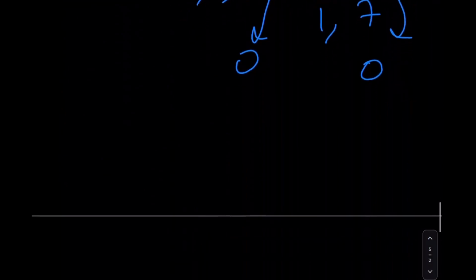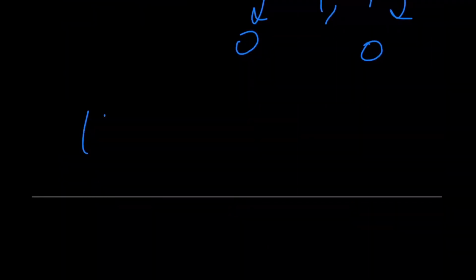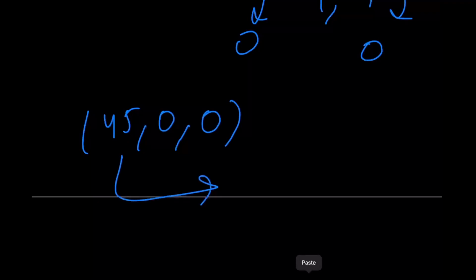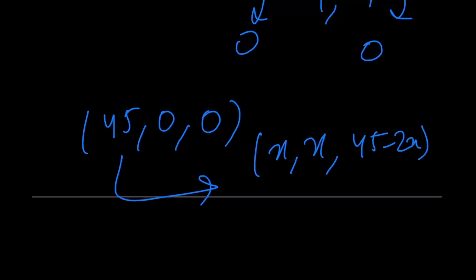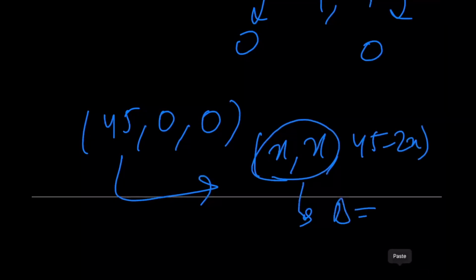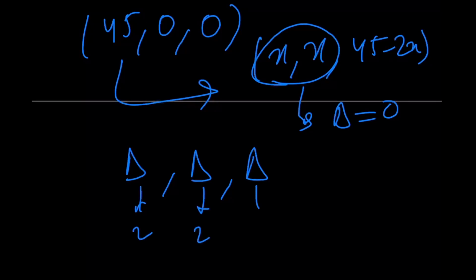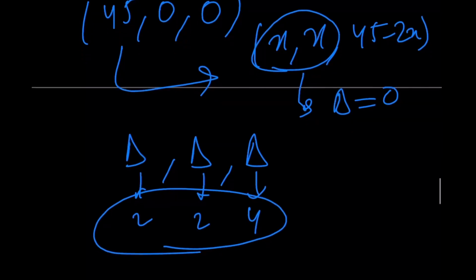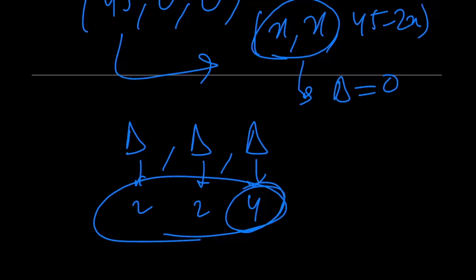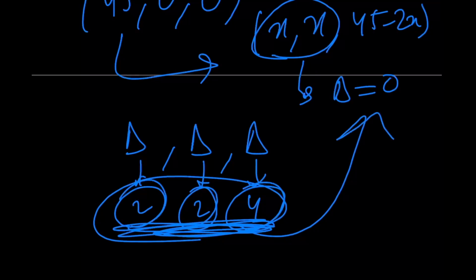So just to summarize what we just did, we backtracked the solution. We knew that we had to have 45, 0, 0 in the end. This led us to deduce that we need x, x, 45 minus 2x, which means that we need a delta to be equal to 0, right? But all three initial deltas are 2, 2, 4, and none of them is a proper multiple of 3. And each transition only changes the delta value by either 0 or 3. So none of these three values can ever become 0. So this proves that we can never go from the initial state to the final state.